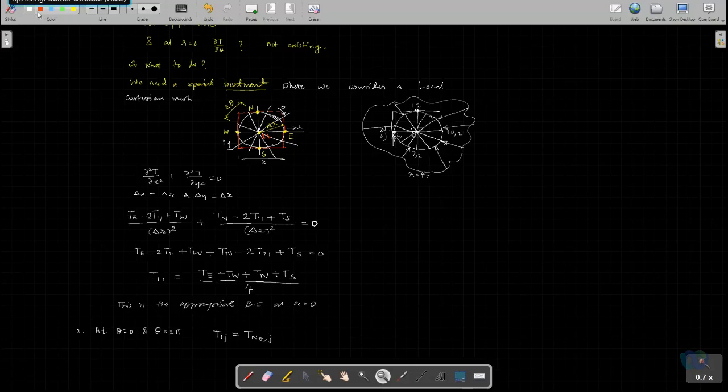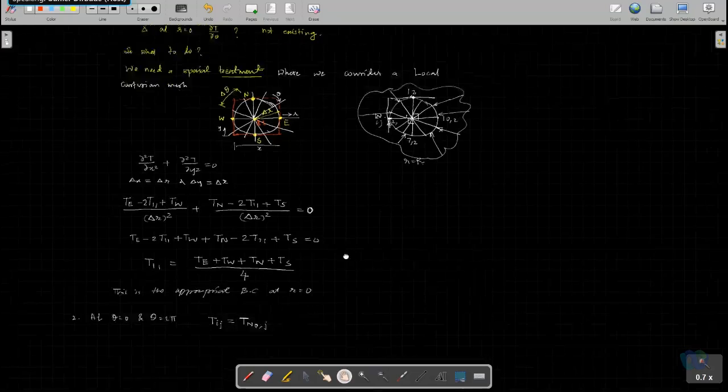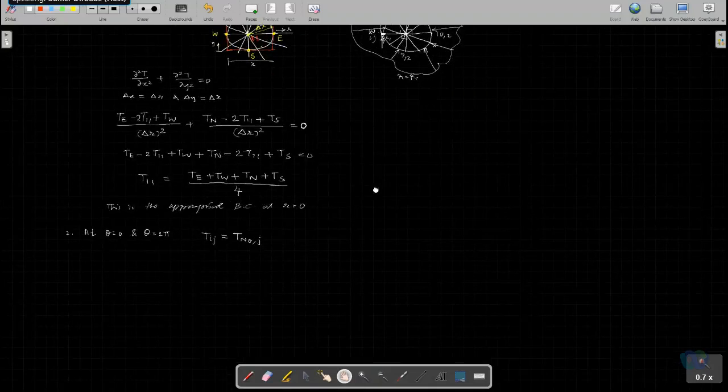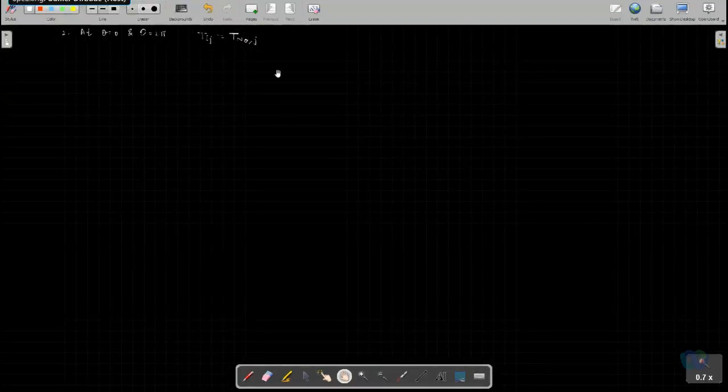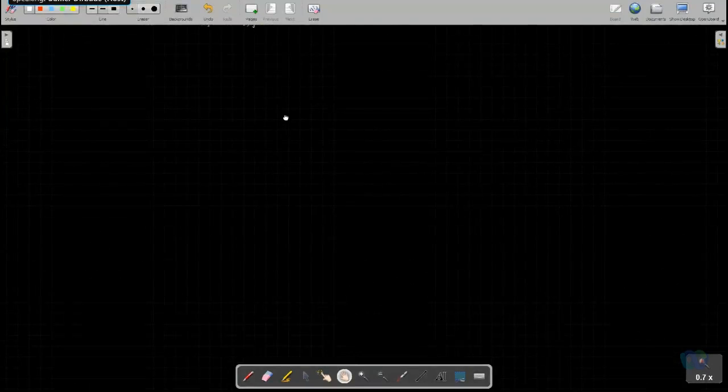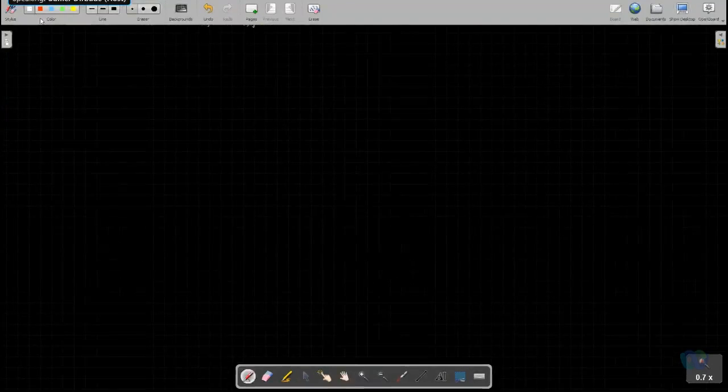So in R theta, we'll try to learn. In an advanced CFD course, we will not be talking about this. We will be talking about the finite volume method. Okay, so this is done.